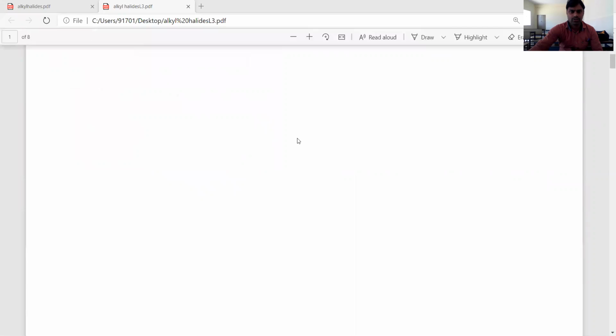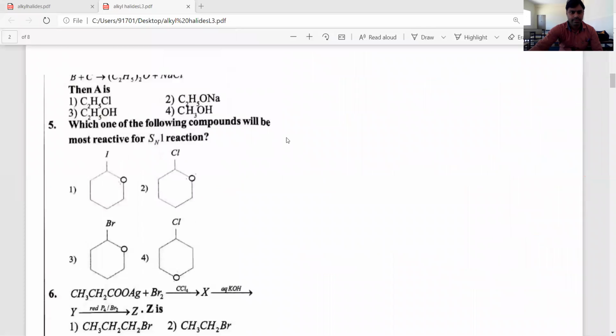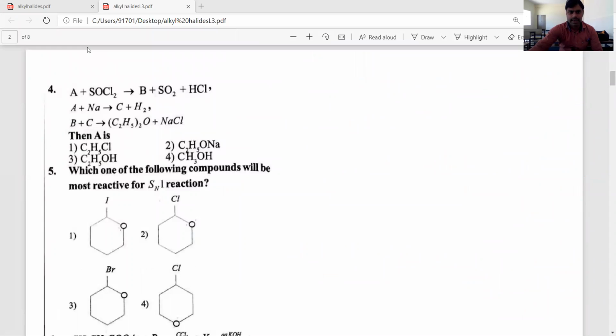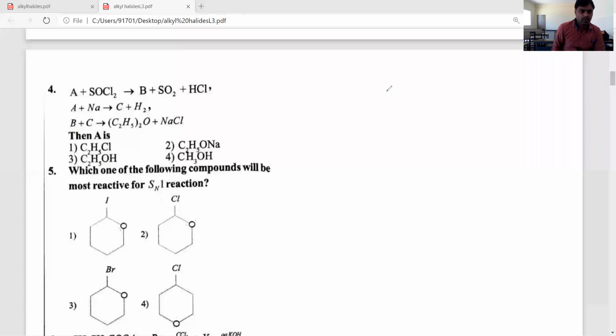Okay, let's go for the next question. It's very easy. Already we did this question in level 2. A reacts with SOCl2 and is converted into B. That B is treated with sodium metal, forming sodium alkoxide. And if B and C form ethers, then what is A? They are asking. A is alcohol, obviously. Let's see the fourth question, if A is equal to ethyl alcohol.